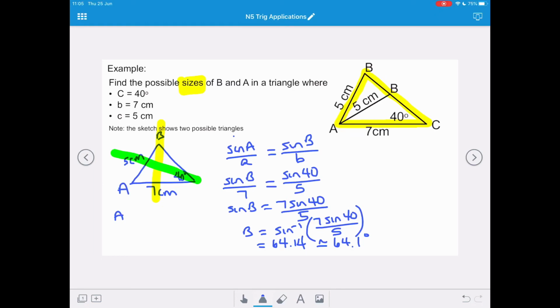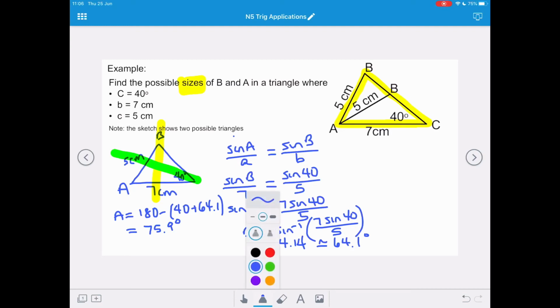Now we want angle A as well, and so to work out angle A, we're going to have to do 180 take away the sum of 40 plus 64.1, and that's going to give us an angle of A, when B is 64.1, A is going to be 75.9 degrees.